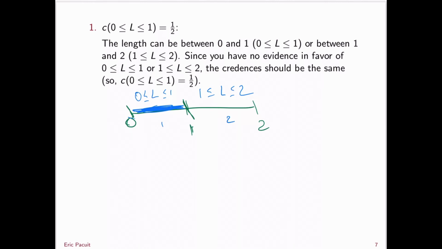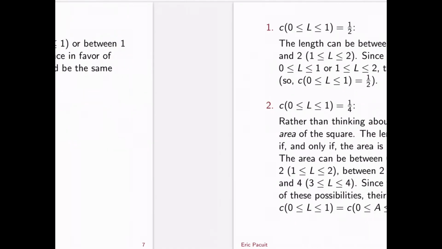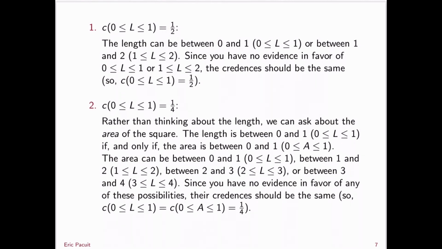You have no evidence in favor that the length of the sheet of paper is in any one of these intervals. You have no evidence to prefer any one of these intervals. So your credences should be the same. Since you divided the space into 2, that means your credence should be 1/2. However, there's another equally good answer you can give, and that is that your credence should be 1/4.